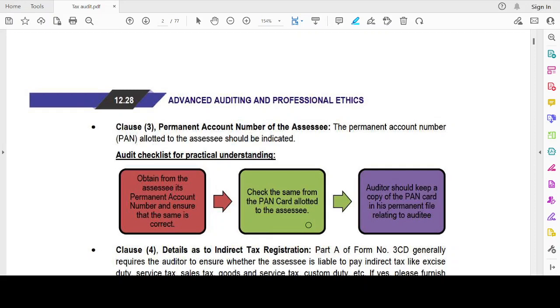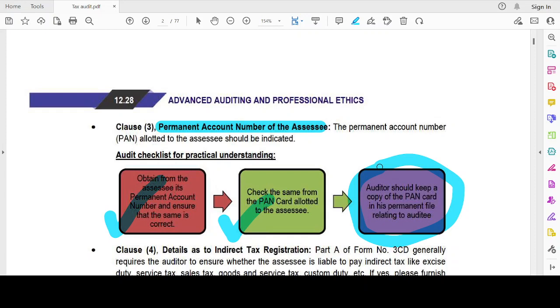Everyone, in this video, let's discuss clause 3 to clause 10 of the tax audit clauses. Clause 3 deals with the permanent account number of the assessee, the PAN number. A copy of the PAN should be obtained from the assessee and checked with the PAN mentioned in the audit report, and this copy has to be made part of the permanent audit file.